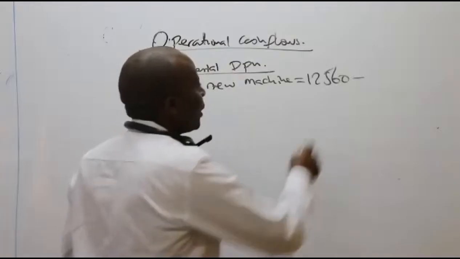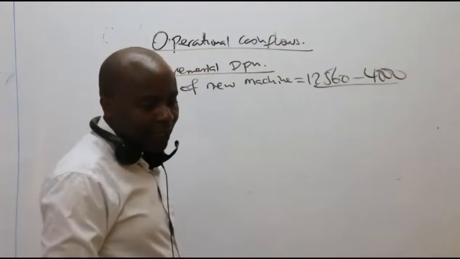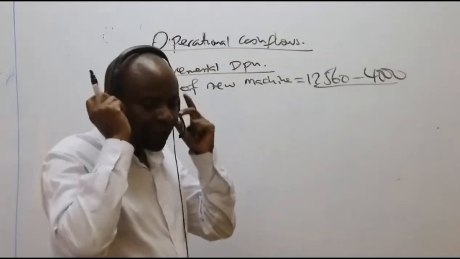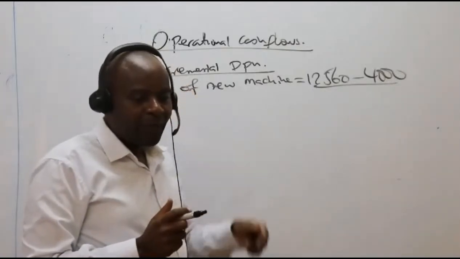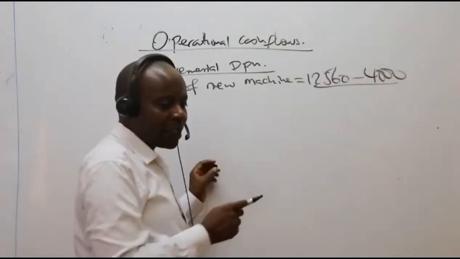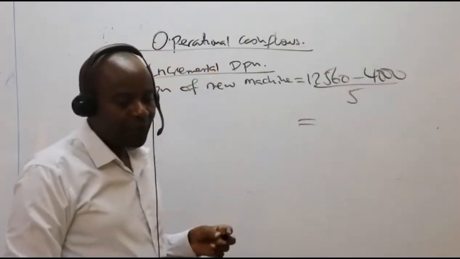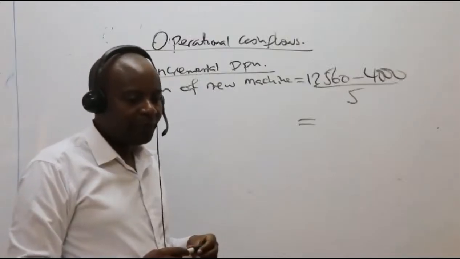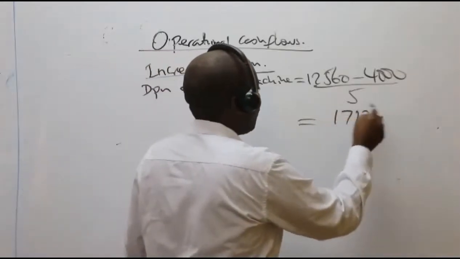So 4,000 divided by the number of years, which are how many? What do we have as our number of years? Are you able to hear me now? Number of years, 5 years. So then could you kindly give me this depreciation here? 1712. Thank you very much.